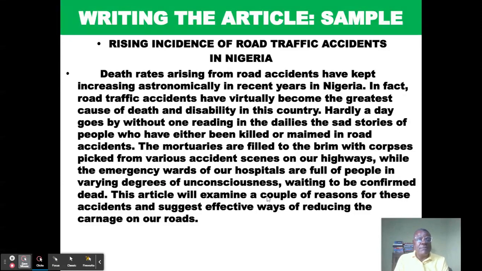This article will examine a couple of reasons for these accidents and suggest effective ways of reducing the carnage on our roads. You see, you have ended with the thesis. The thesis is the main idea you want to discuss in the essay, okay?